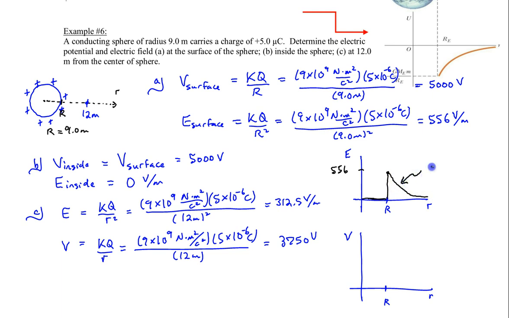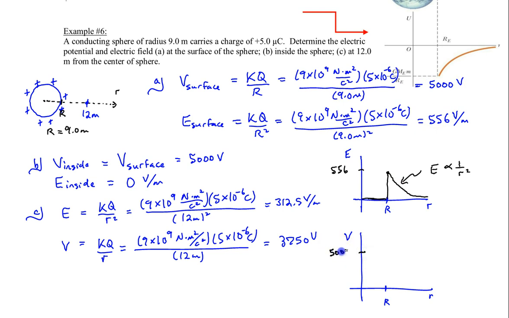In fact, E is inversely proportional to R squared. And if we were to calculate R at 12 meters, this value here would be basically around 312.5 volts per meter. The voltage, a little bit different story here. Remember that inside the sphere the voltage is constant. So we'll start off with a constant voltage of 5,000 volts.